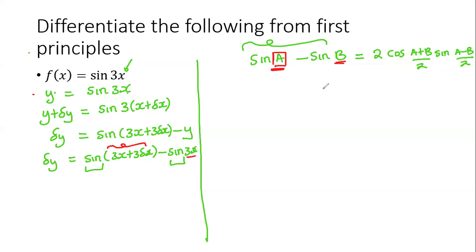Yes, Imran. Excuse me, sir. I'm kind of confused because you have taken the y to the other side, but you have said that the small change of y is equal to sine bracket 3x plus 3 small change of x minus. Now, my question is where this sine 3x is coming from. Are you seeing it from here? Are you seeing this?